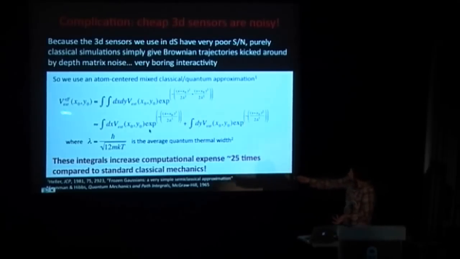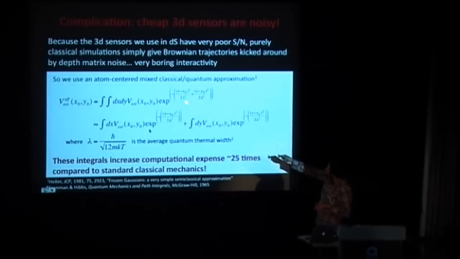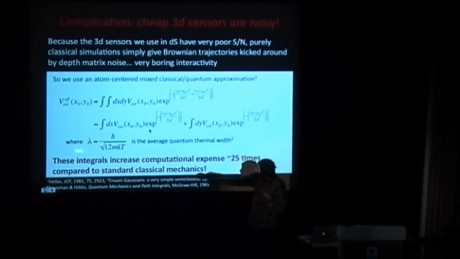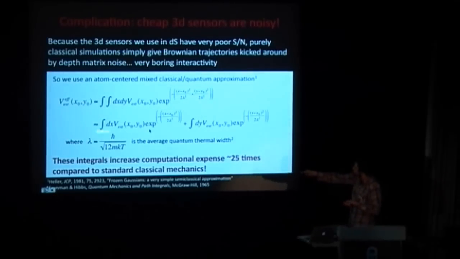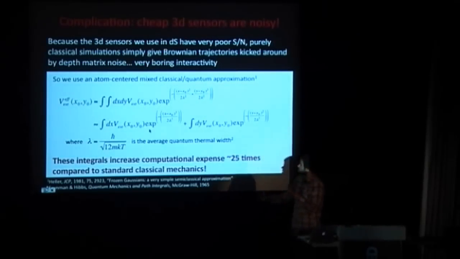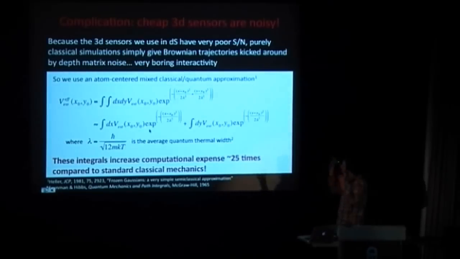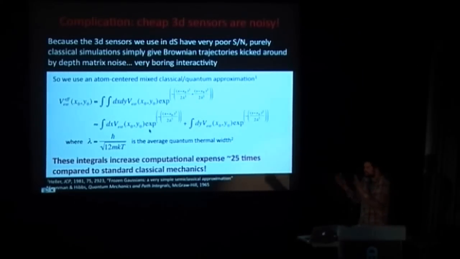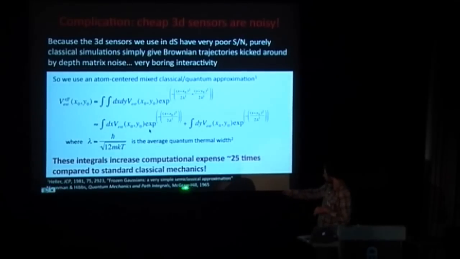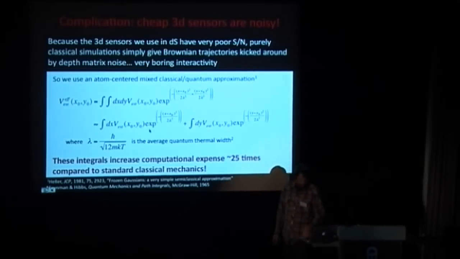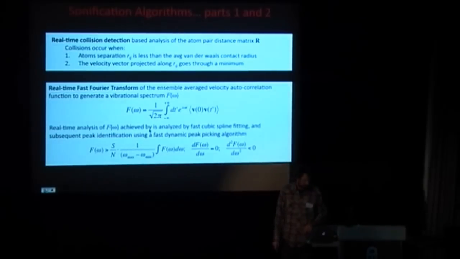Okay, so you see I now represent my potential as a two-dimensional integral over some Gaussians, and that Gaussian has some width parameter. To derive that width parameter, I use Feynman's famous path integral equation, where you can derive that width parameter for a thermal ensemble of atoms. That gives you the average quantum width from the Heisenberg uncertainty principle. So our width actually depends on the temperature of the simulation, which we can control in real time. Feynman and Hibbs wrote this really famous book, Quantum Mechanics and Path Integrals. So that's why I was pleased that Andreas started with Richard Feynman.